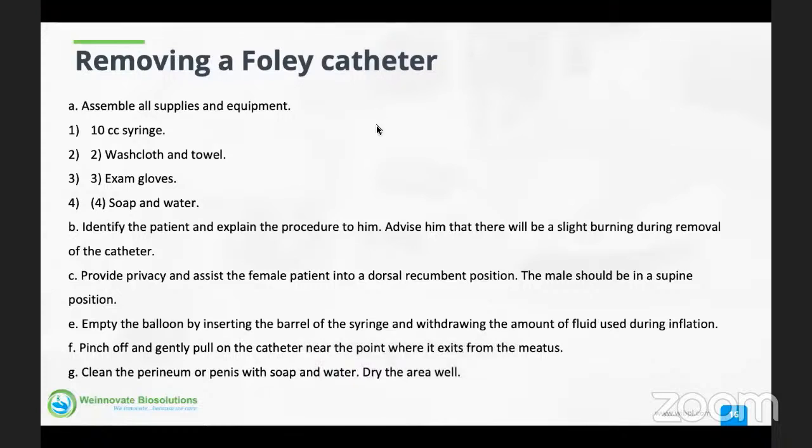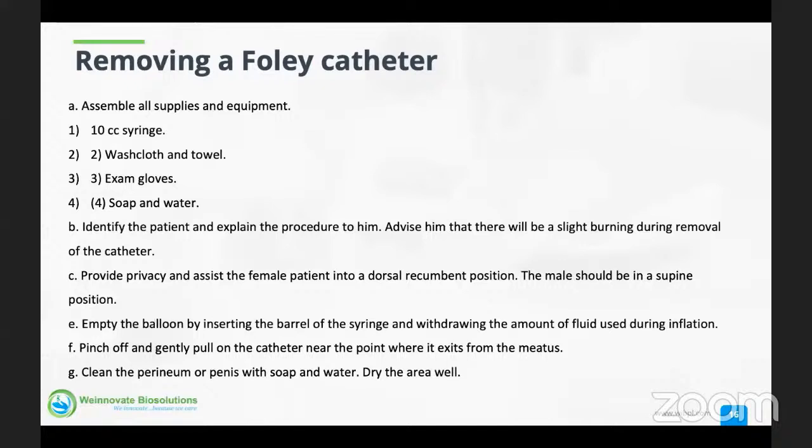Ideally, if you have inserted 10 cc, the 10 cc should come out and the balloon will be completely deflated. Then you pinch off and gently pull the catheter near the point where it exits from the meatus. After the removal of the catheter, clean the perineum and penis with soap and water, and dry it completely well.